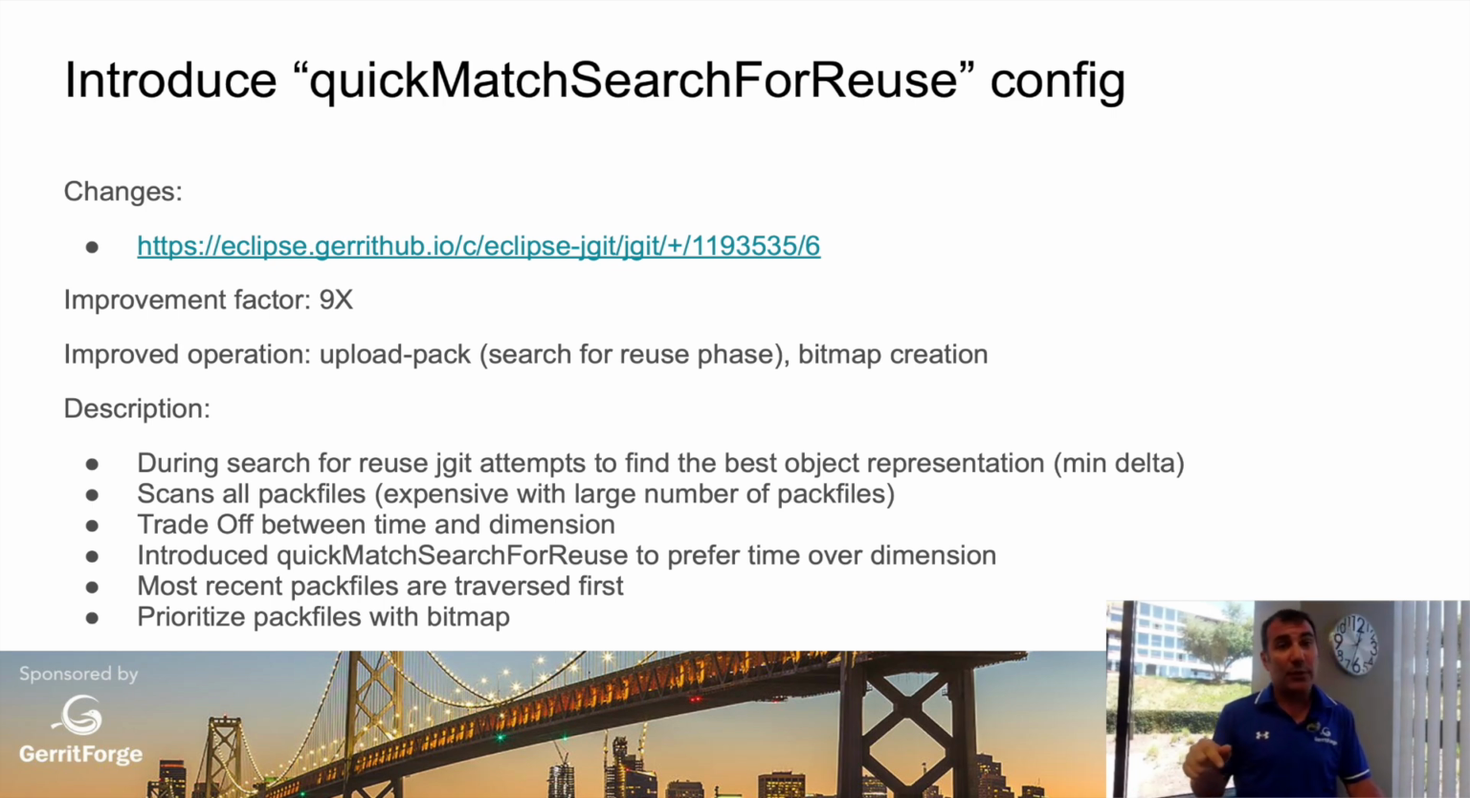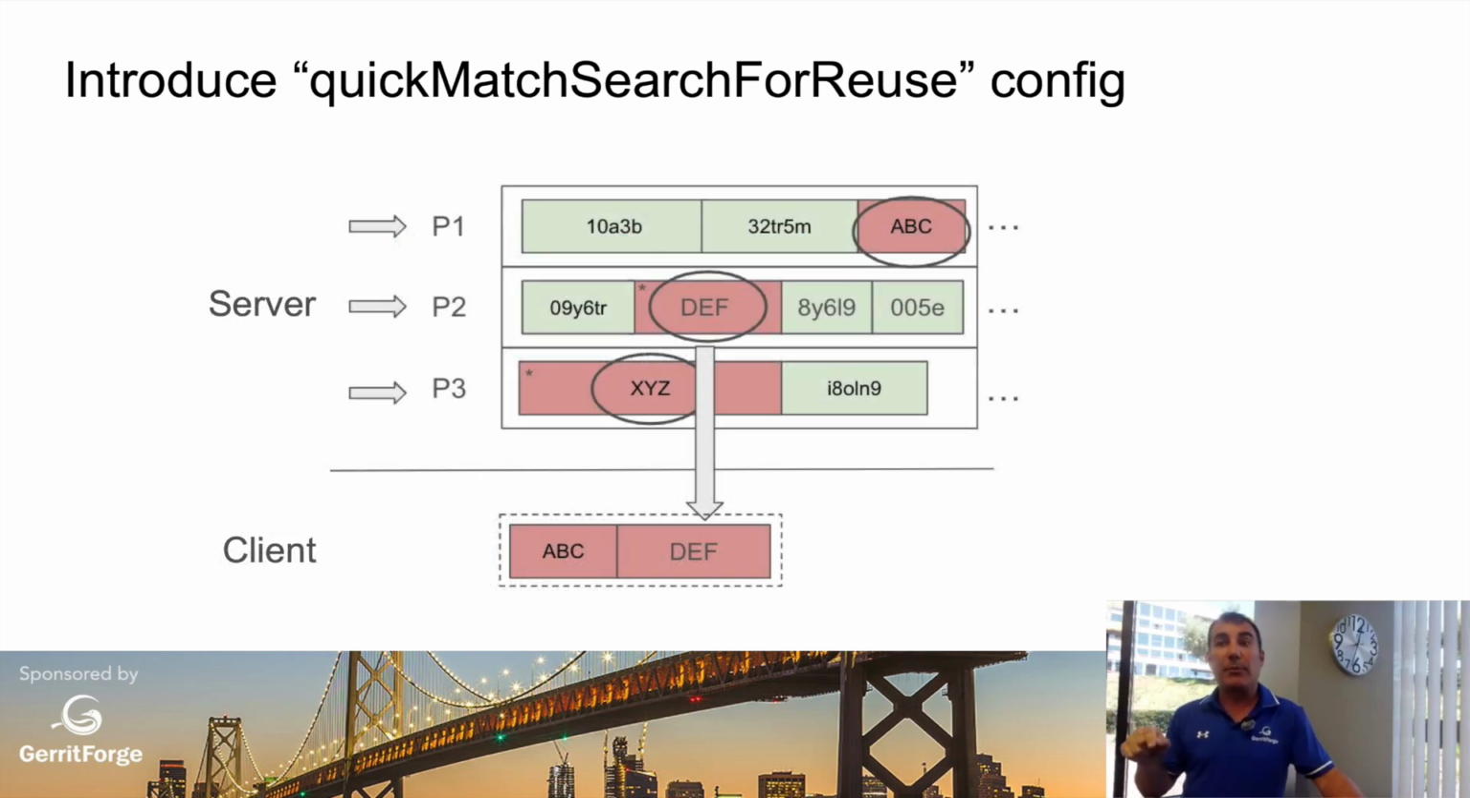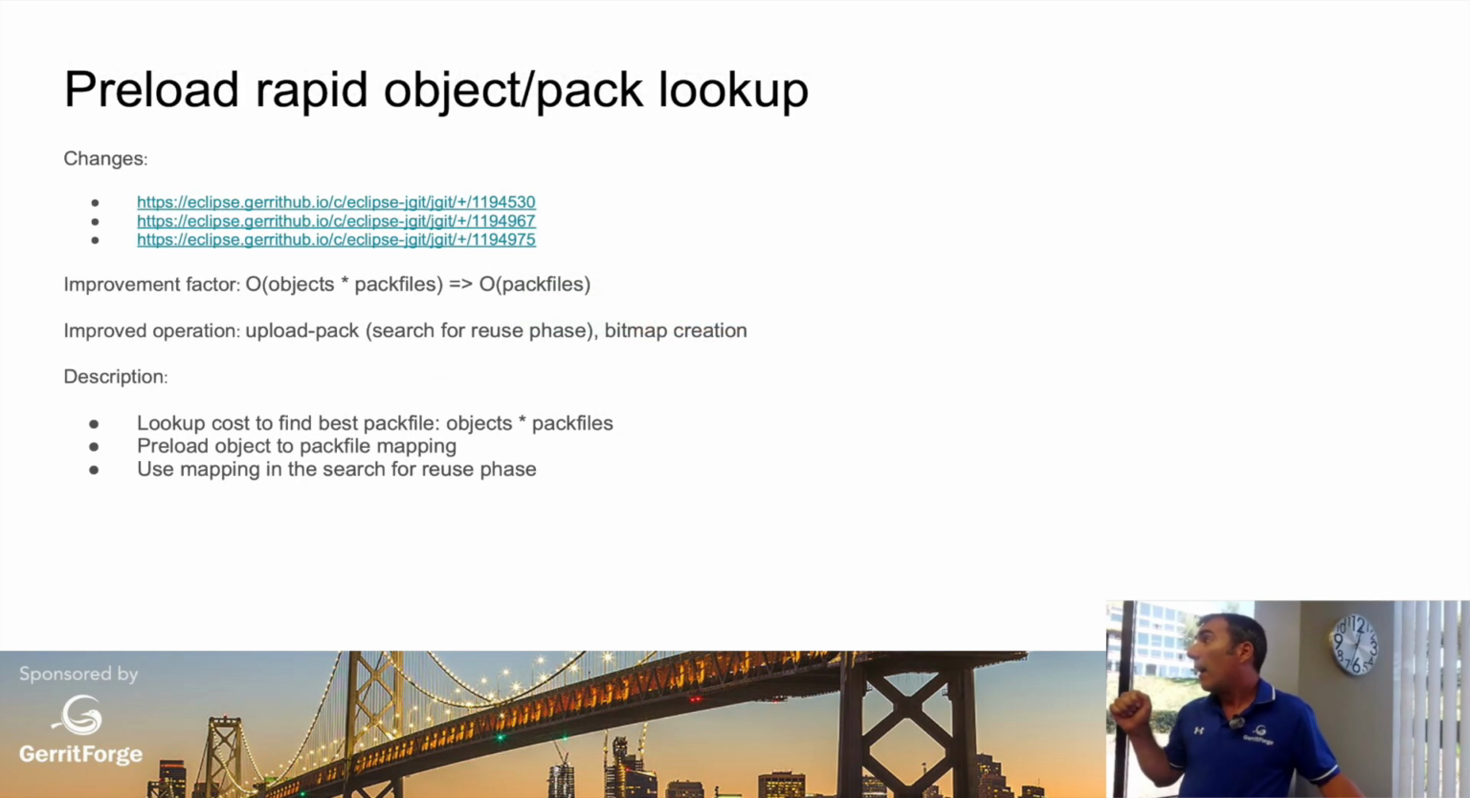And also, it looks for the most recent pack files. So it traverses the most recent pack files and prioritizes the ones with the bitmap, because, tying back to what Dani was saying, if you have a bitmap, you go fast, you get a really high boost. Those are the candidates that we're going to look into for our objects. So that's the first change. Coming up, second change.